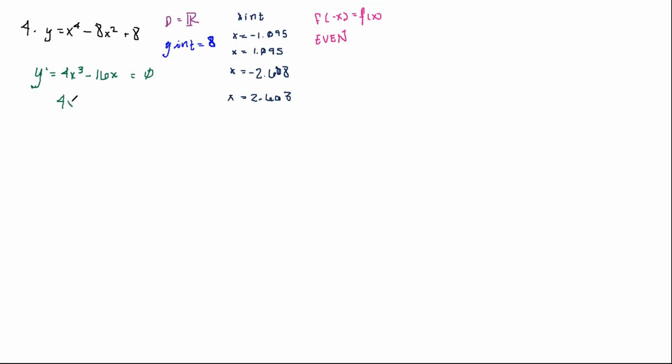We're going to factor out 4x, so we end up with x squared minus 4. And so we know that x is equal to 0 or x squared minus 4 is equal to 0. So this is x squared is equal to positive 4, take the square root, x is equal to plus or minus 2.